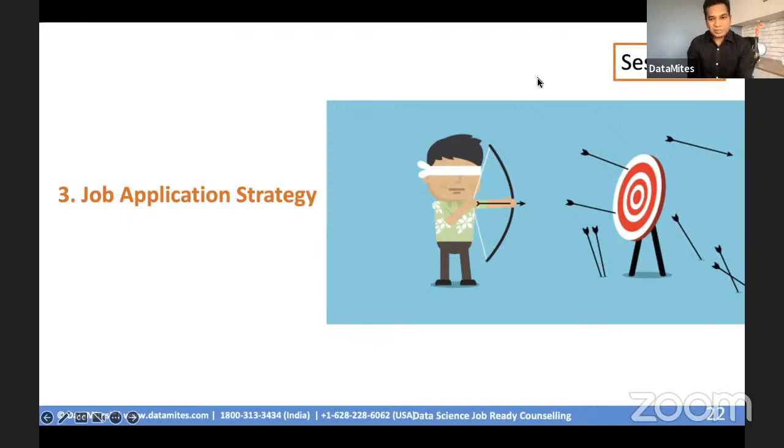In the previous 2 sessions, we talked about the skills required, the market ready skills for a data science job. That was the first session. In the last session, we talked about the resume, how to prepare the resume. And in this session, we are going to talk about the job application strategy.